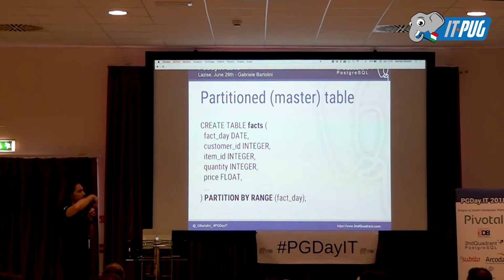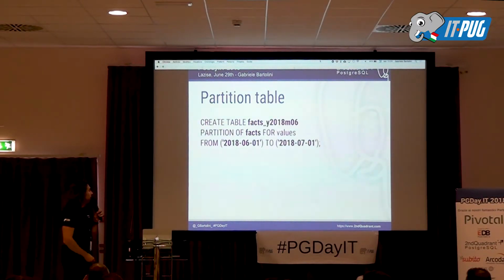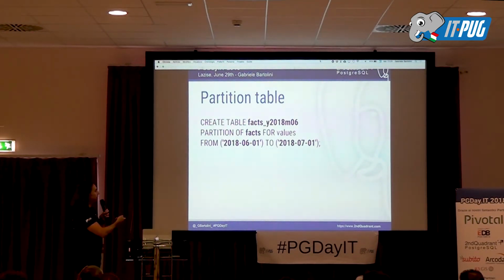This is how you create a master table that we can call partitioned table. Same example, you just add partition by range fact day. So you use that column to partition the whole logical table. And this is how you create a concrete table, a partition, using partition of. And you define the values, this is the range, and 2 is not inclusive.